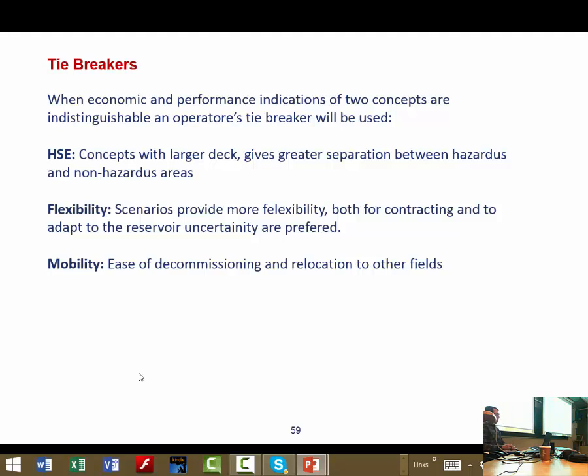And also mobility. For example, for a marginal oil field, the average life of a floating production unit is at least 10 years. But when you select a floating production unit for a field which only has 5 years, you should have a plan to reuse it for another field. So you should use a concept which can be relocated easily, like FPSO.